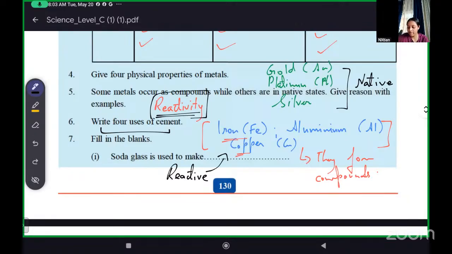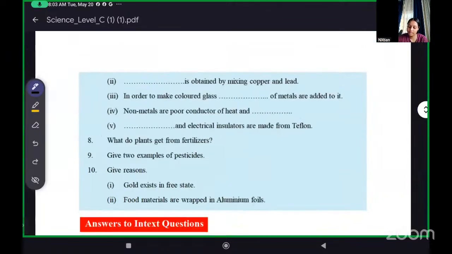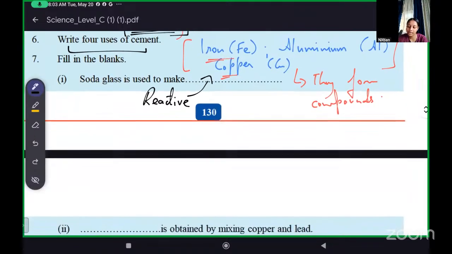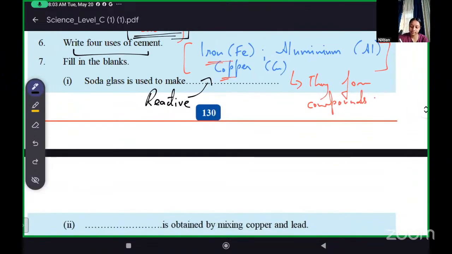Now, fill in the blanks. We have some fill in the blanks that we do. Soda glass is used to make.